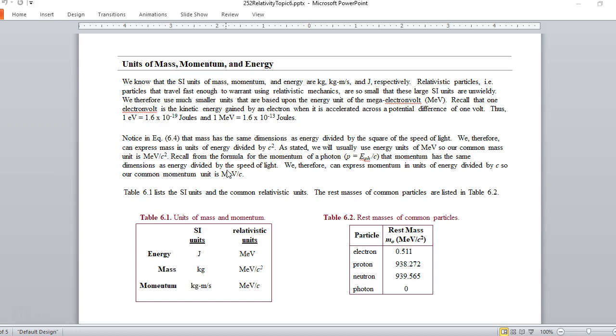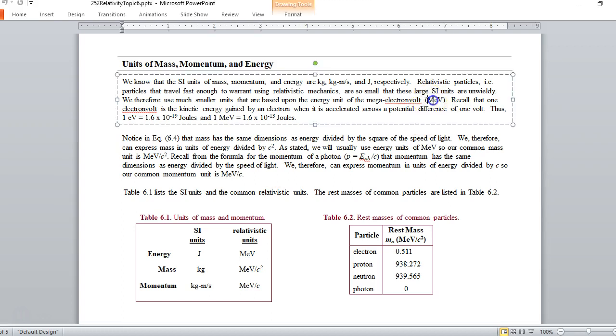Again, the only time we're really going to have to use relativistic mechanics is when we have these tiny particles flying around, and their energies are nowhere on the joule scale. So there are common, what I'm going to call relativistic units, based on the energy unit, the mega electron volt. So right here, the mega electron volt, 10 to the 6 electron volts, you're going to hear me call that MeV. All right, so if you hear MeV, that means mega electron volts. That's what people just say, MeV instead of capital MEV.